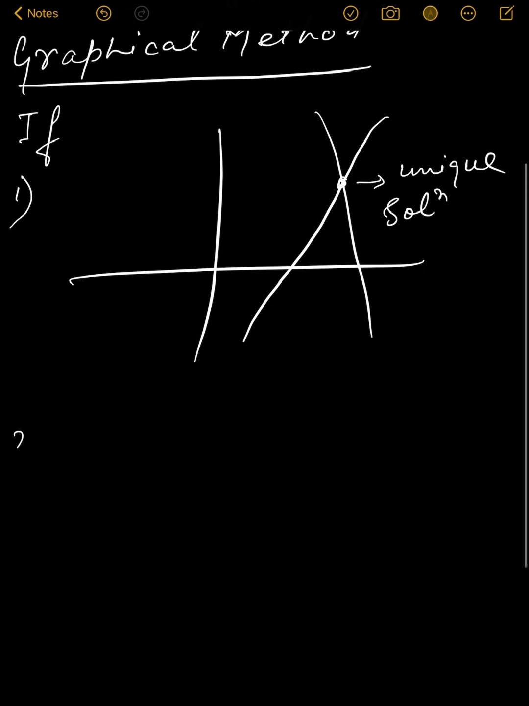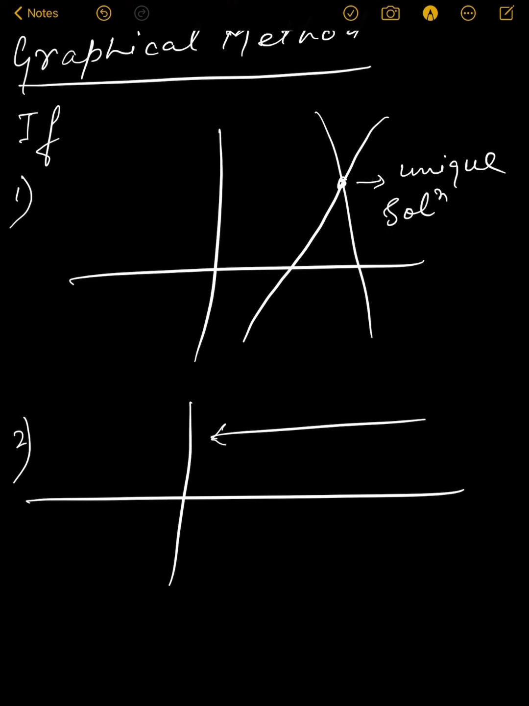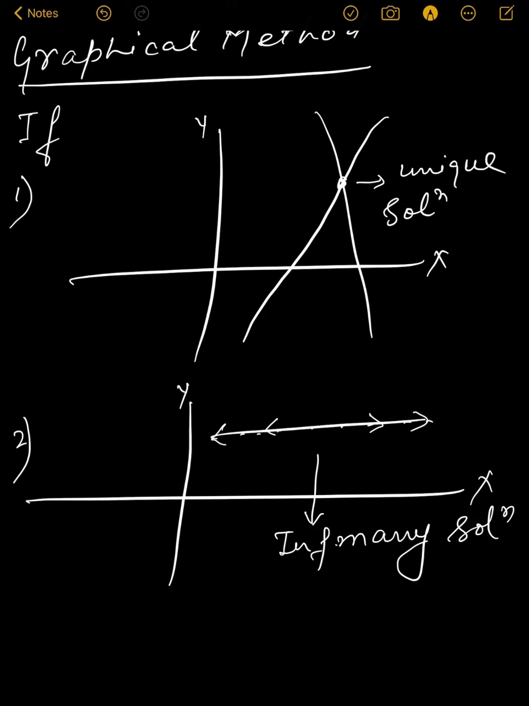In the second case, you may have coincident lines or lines that are overlapped. That means both the equations represent the same line. In that case, every point satisfies both equations. So in this case we have infinitely many solutions. This is x, this is y, this is x, this is y, this is origin.